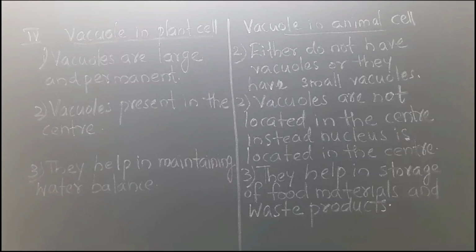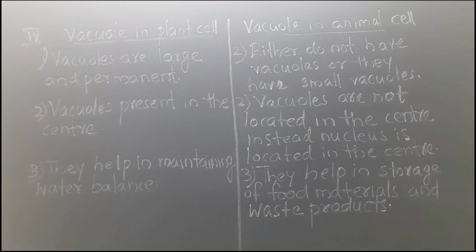So let's go to the fourth question, that is difference between vacuole in plant cell and vacuole in animal cell. That is the question we are going to do now. The first difference in this, there are three differences I have written: vacuole in plant cell and vacuole in animal cell. The first difference is vacuoles are large and permanent in plant cell, whereas in animal cell either do not have vacuoles or they have small vacuoles.